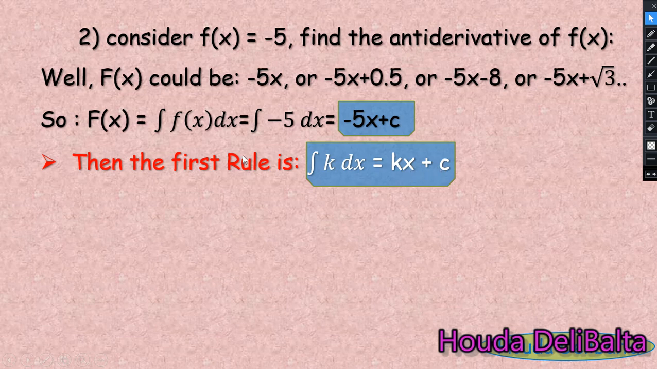So let's make a little comparison. Compare between this and this. Here you have the integral of minus 5 dx.